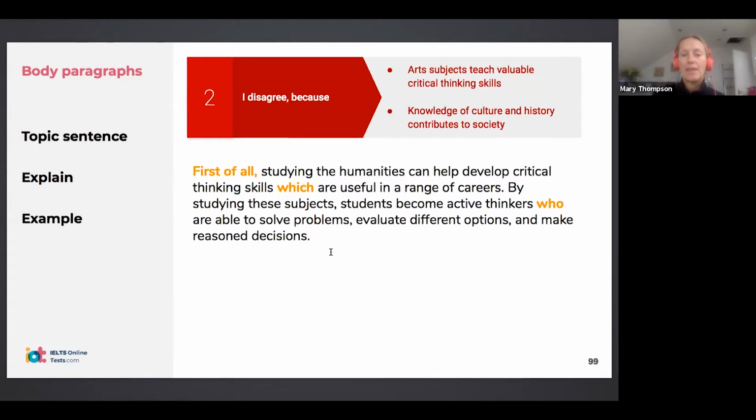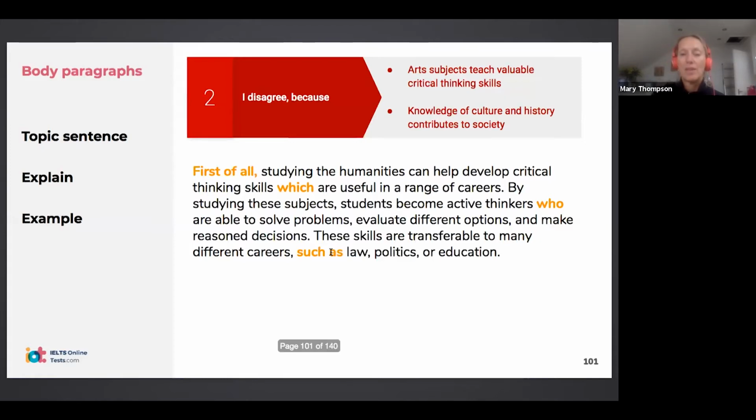And then an example. So these skills are transferable to many different careers, such as, okay, can you think of any careers that might be appropriate? Nursing, possibly. Medicine, yeah. Politics, business, dentistry. Yes, I think that needs a bit of practical skills as well, and nursing. So for this, I would think of something that specifically requires these kinds of skills. So maybe not so much practical. So in other words, something like law, politics, or education.